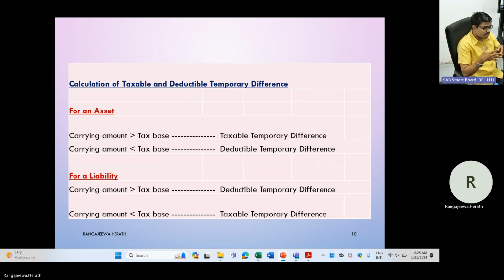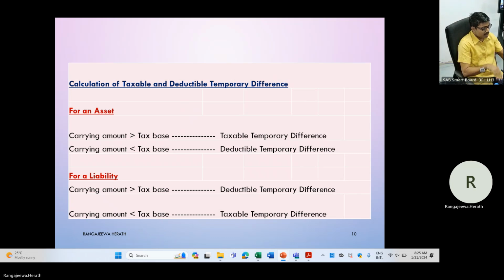Right? So if the liability carrying amount is greater than tax base, it is the opposite of an asset. Asset carrying amount greater than tax base is a taxable temporary difference. Liability carrying amount greater than tax base is a deductible temporary difference. Liability carrying amount less than tax base is a taxable temporary difference.